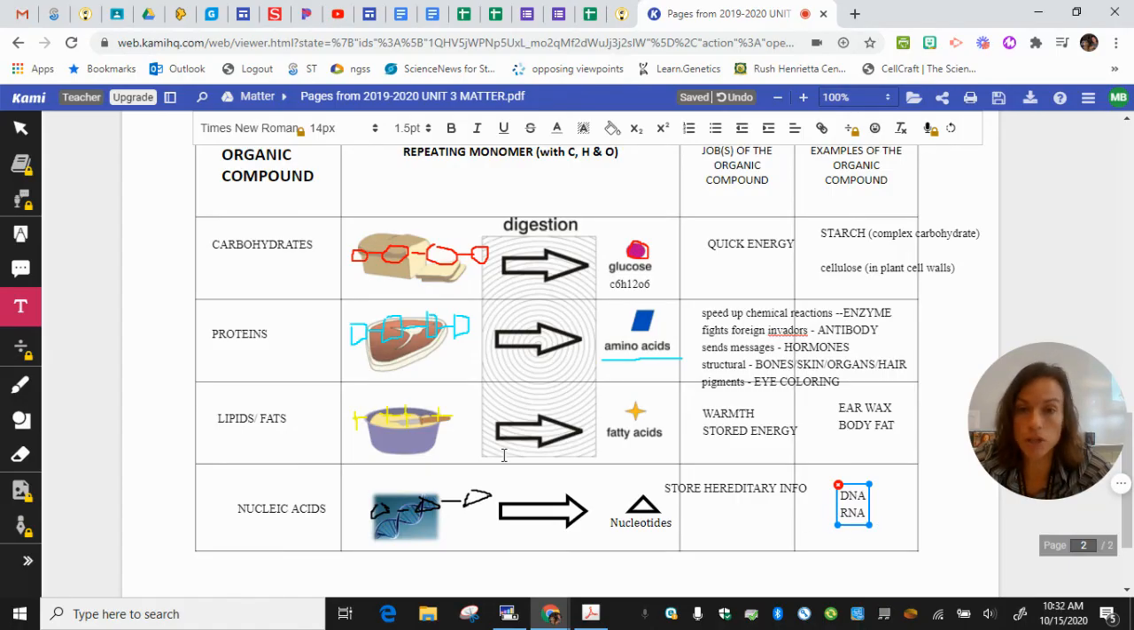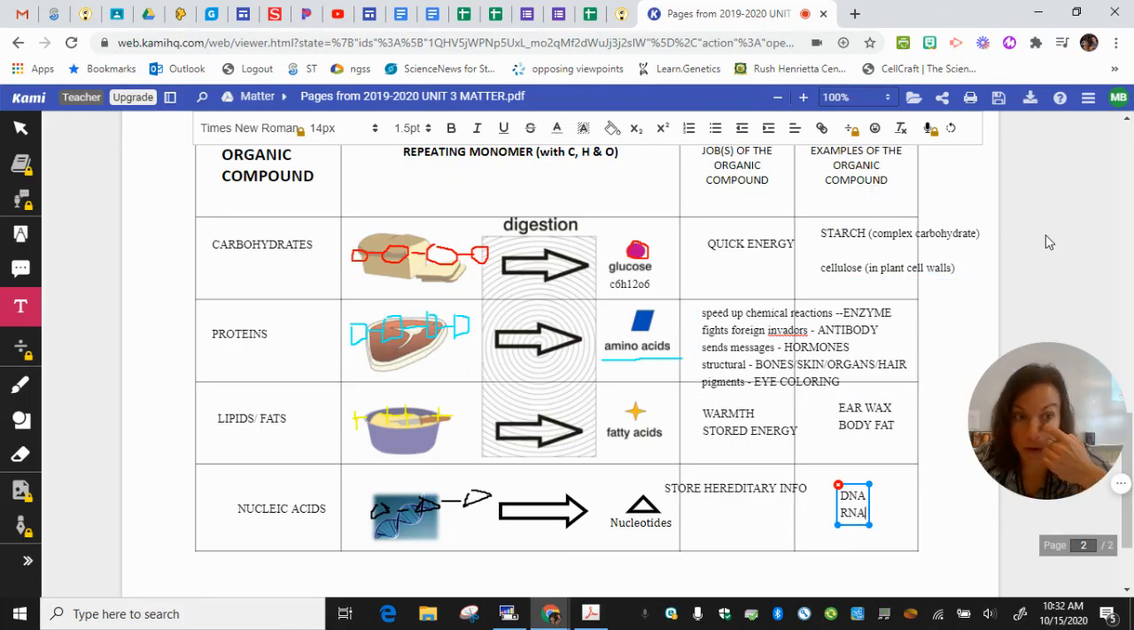Okay, so what you see on this page now are the 4 types of organic compounds. All 4 are chains of smaller molecules, and the smaller molecules all have CHO at least in them. Proteins actually have a nitrogen as well, so they have CHON, and nucleotides have phosphorus, so they have CHONP, but they have at least CHO, and they are chains, therefore they are CHO organic molecules. And each and every type has a job or jobs they can do in your body, and there are examples of them that you can see.